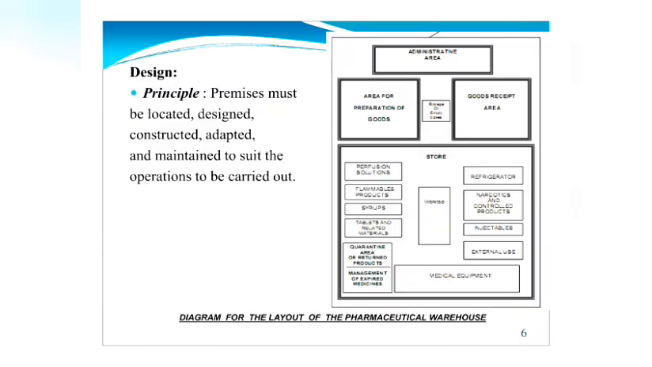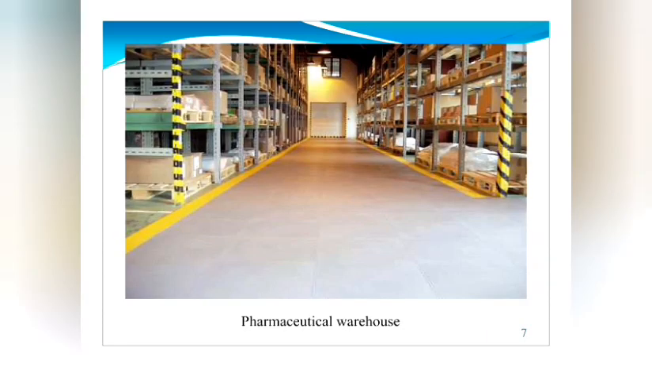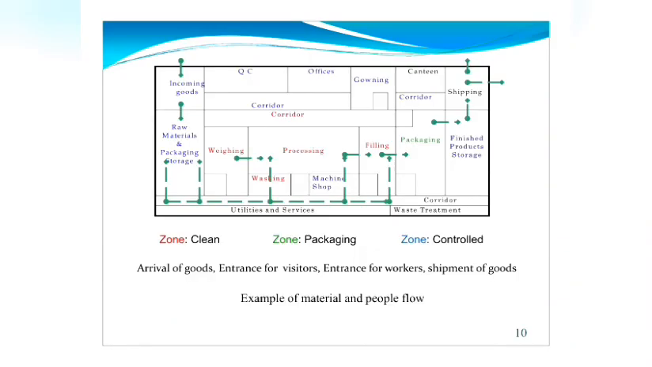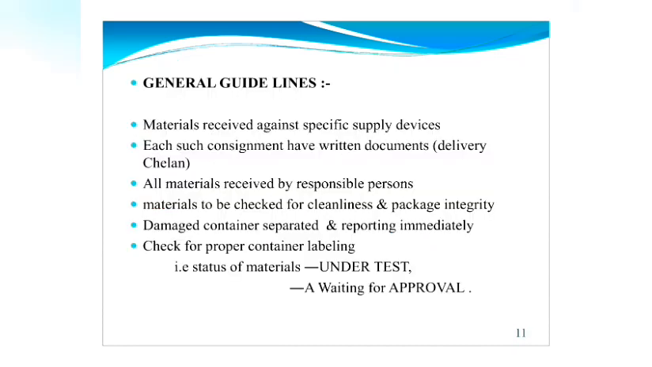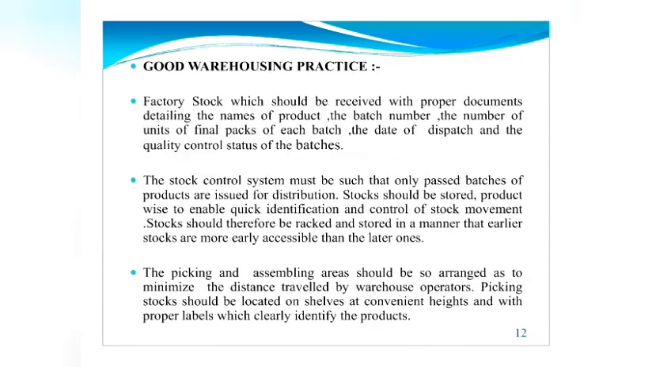Design principle: premises must be located, designed, constructed, adapted and maintained to suit the operation to be carried out. Pharmaceutical warehouse: example of material and people flow. General guidelines: material is received against a specific supply order. Each such consignment has a written document. All material is received by a responsible person. Material is to be checked for cleanliness and package integrity. Damaged containers are separated and reported immediately. Check for proper container labeling.